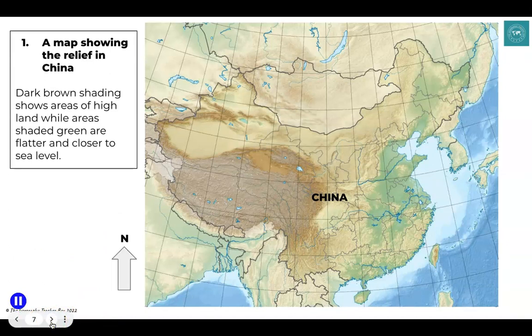So this is map 1, and it's showing the relief across China. Now relief is to do with the height and the shape of the land. So the areas that are dark brown are the areas where the land is particularly high. And the areas that are green are the land that's basically flatter and closer to sea level. So with this map, you are describing the relief, and you are trying to describe which areas of the country are seeing high land, which areas of the country are showing areas of flatter land. Okay, so that will be map 1.